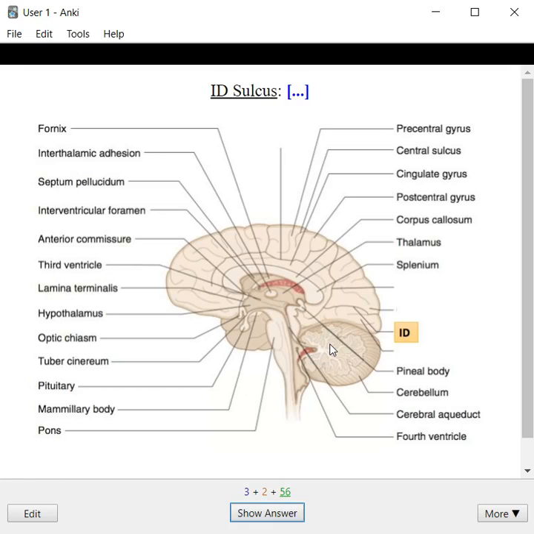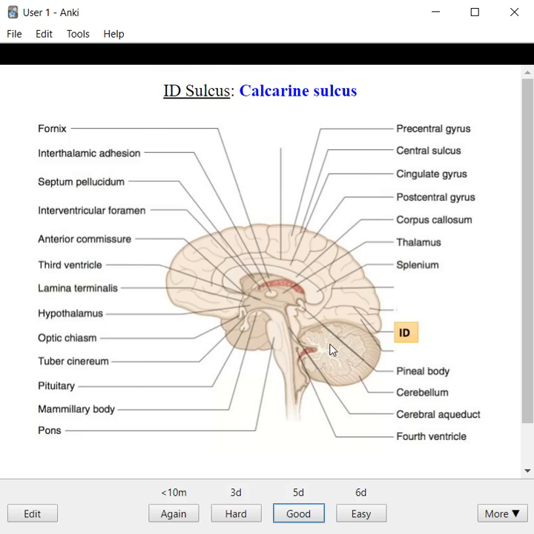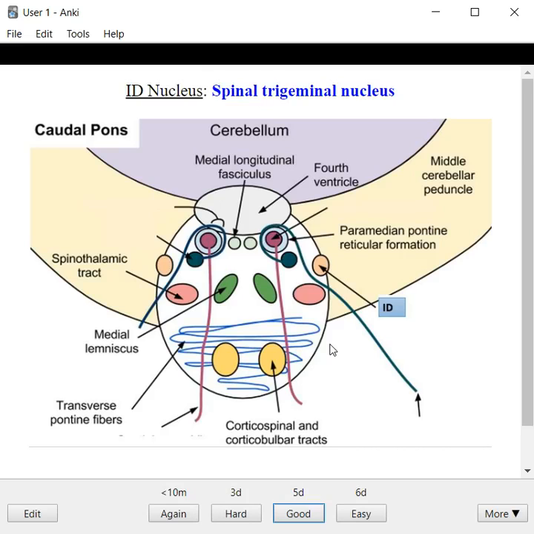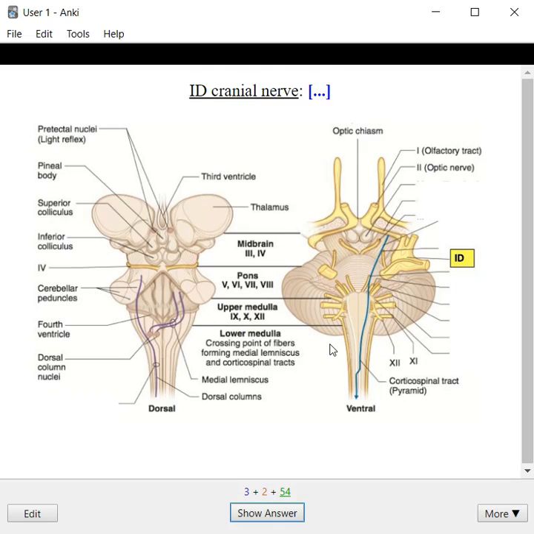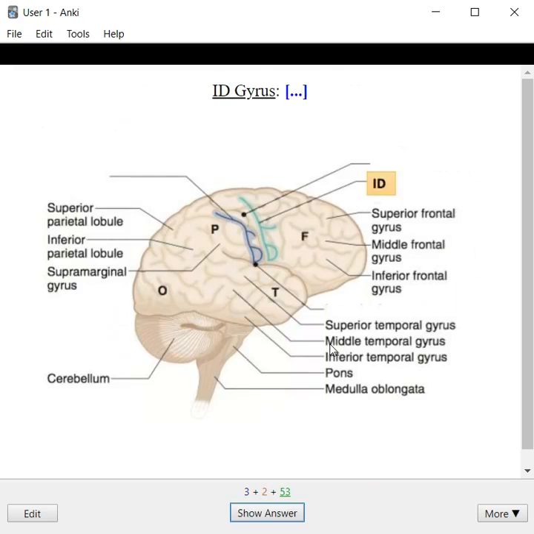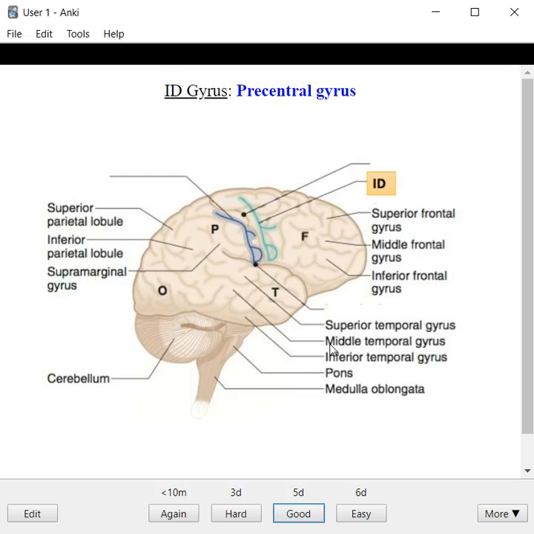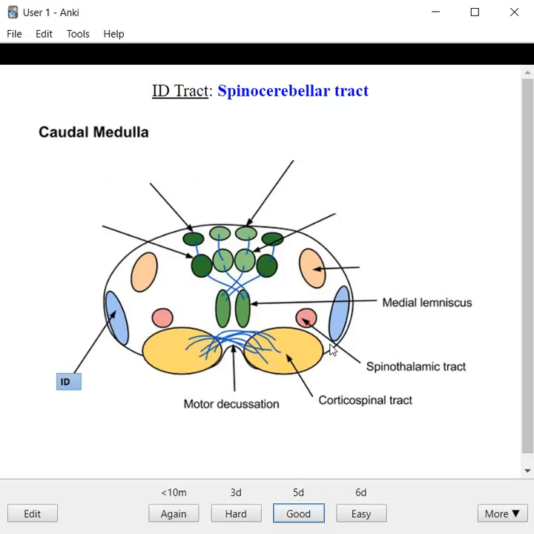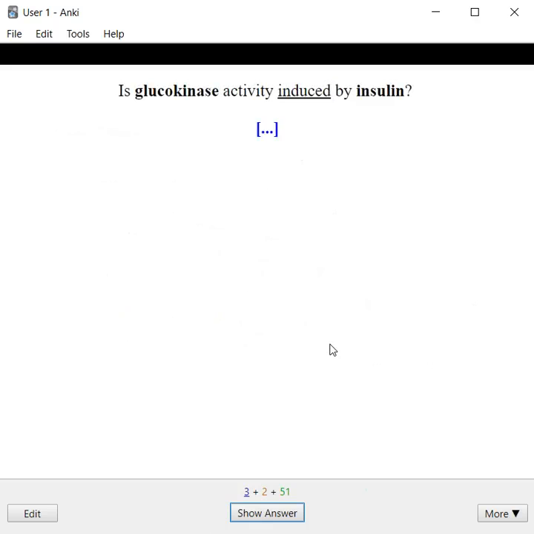Okay, we're looking at a picture here to ID a sulcus. We're looking at the calcarine sulcus. The next one I'm looking at is to ID a nucleus. We're looking at the spinal trigeminal nucleus. Next is a cranial nerve. We're looking at the trigeminal nerve or cranial nerve 5. Next is a gyrus. We're looking at the precentral gyrus. And now we're going to look at a tract in the caudal medulla. It is the spinocerebellar tract.